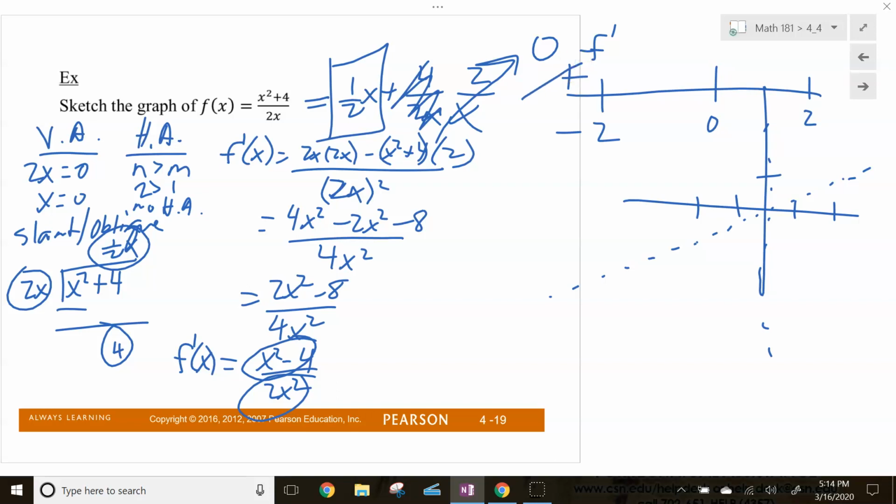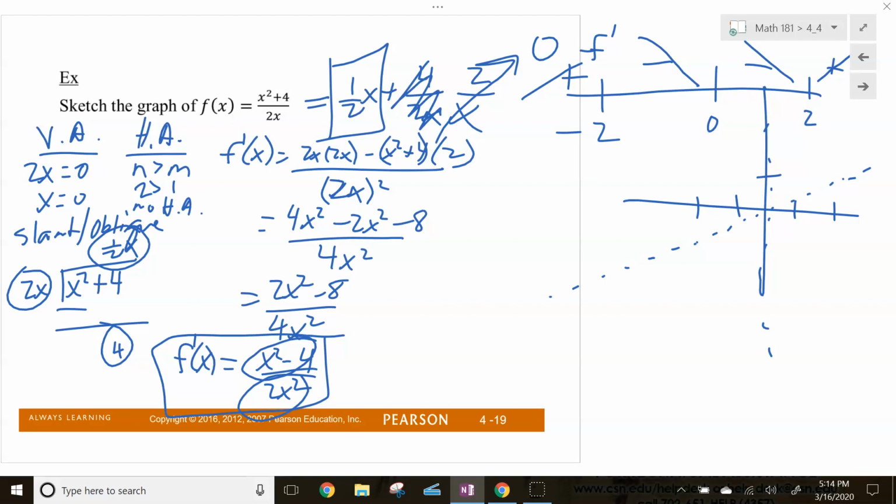We throw in -1. We got negative on the top, positive on the bottom, so negative. So then the function decreases. Throw in 1. Again, I'm throwing it back in here. We got negative on the top, positive on the bottom, so negative. So it decreases again. And then on 3, plug 3 in. We got a positive on the top, positive on the bottom, so then it increases. Okay.